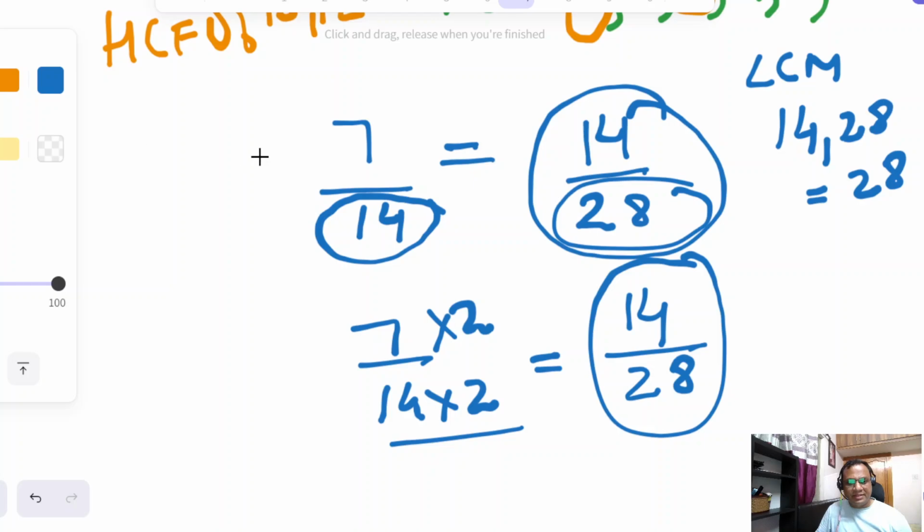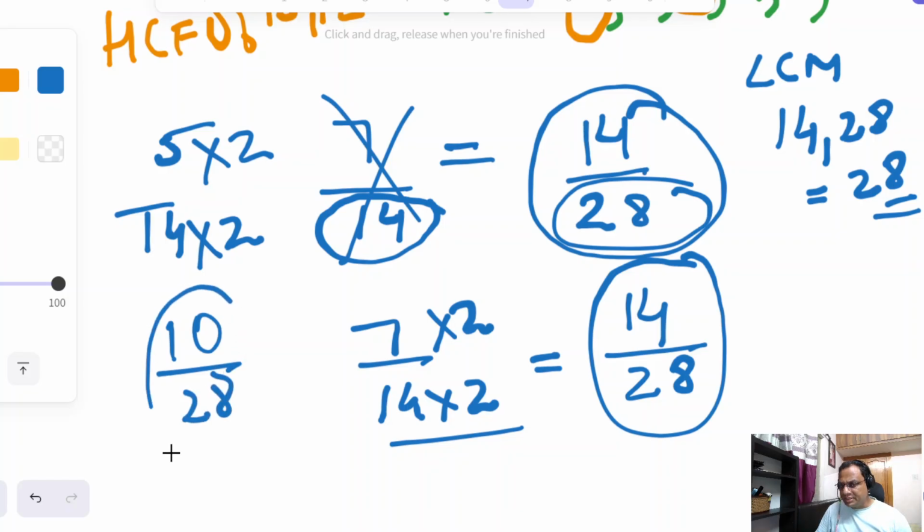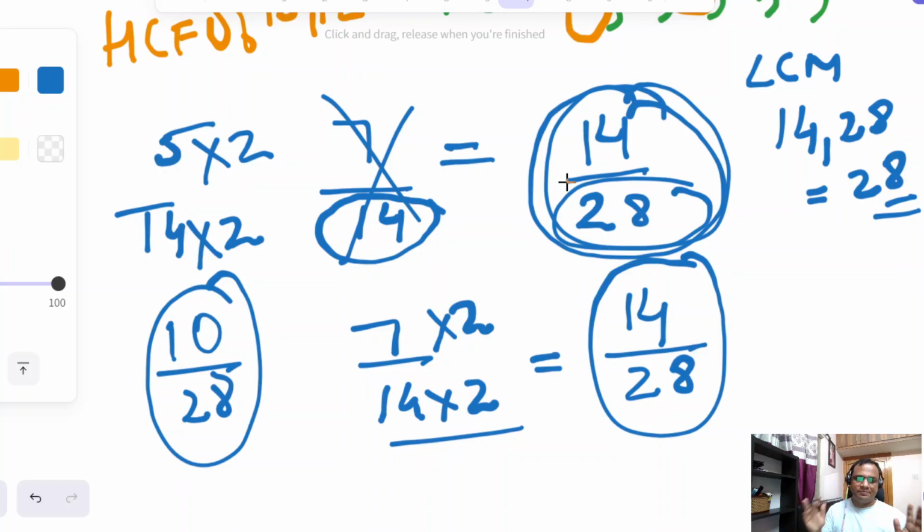For example, if I had taken some other fraction, like 5 upon 14 instead of 7 upon 14, I'll take the LCM of 14 and 28, which is 28, and I have to make the denominator the same, right? So I will multiply 14 by 2 to make it 28. And the same thing, you need to multiply with the numerator as well. So that becomes 10 upon 28. Now this is 10 upon 28, and this is 14 upon 28. They are not the same, so they are not equivalent. This is how we can figure out whether fractions are equivalent or not. Either make the denominator the same or else reduce them to the lowest term.